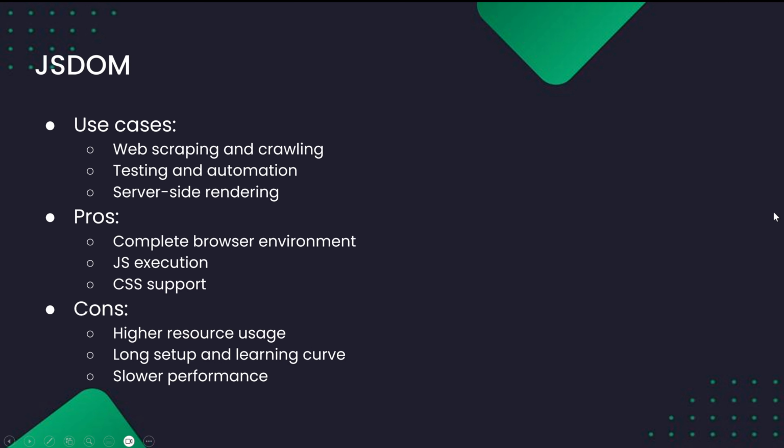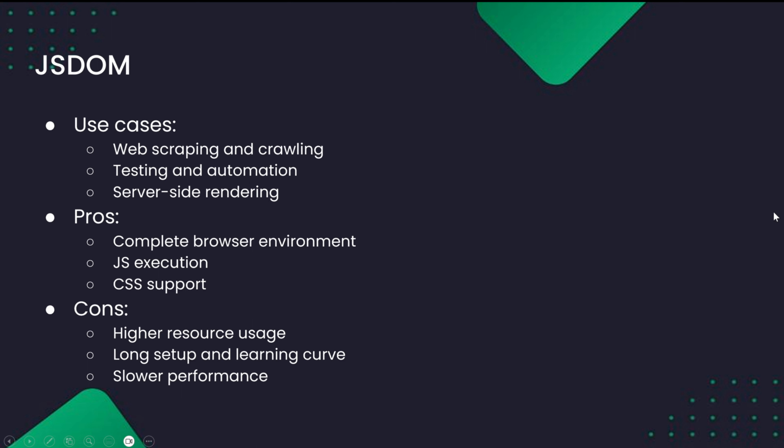JSDOM is ideal for a variety of use cases, including web scraping and crawling. JSDOM's ability to execute JavaScript and handle dynamic content makes it well suited for scraping data from websites with complex rendering or interaction requirements. Testing and automation: JSDOM provides a realistic browser environment for testing web applications and automating user interactions. Server-side rendering: JSDOM can be used to generate HTML on the server side, allowing you to create fully rendered web pages for improved performance and SEO.